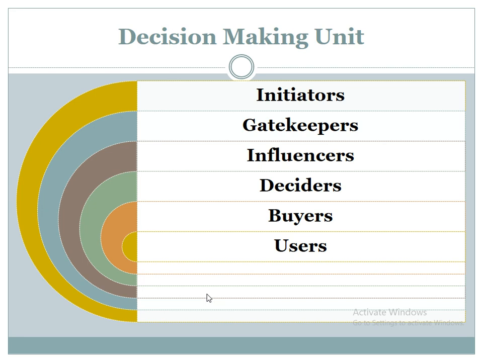It is helpful to industrial marketers to develop an effective promotional strategy if they understand the roles. The roles of the buying center members are initiators, gatekeepers, influencers, deciders, buyers, and users. So we will learn one by one. First we will start with who the initiators are.